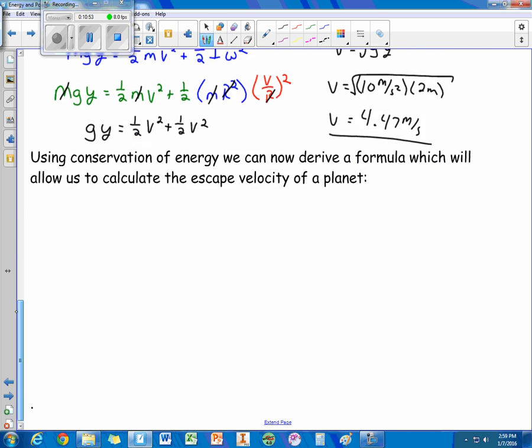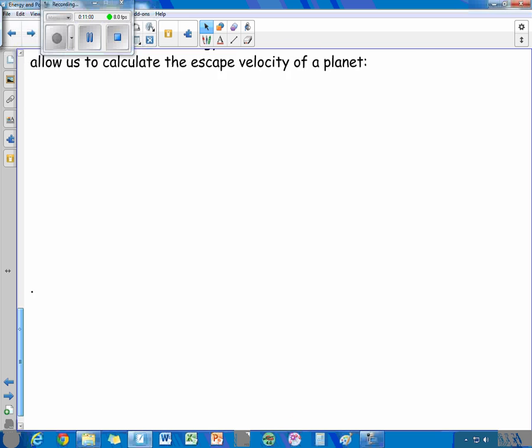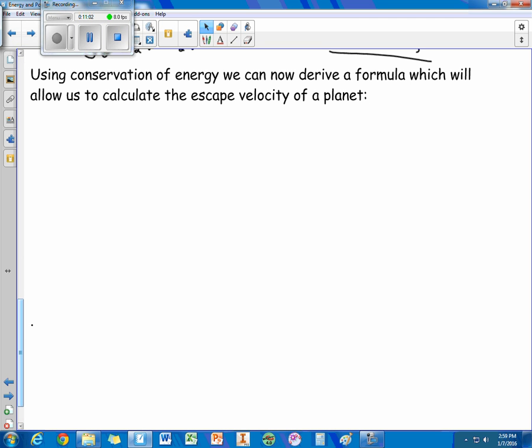All right, let's look at one more problem. Escape velocity. So I want to use conservation of energy to derive a formula which will allow us to calculate the escape velocity of a planet.